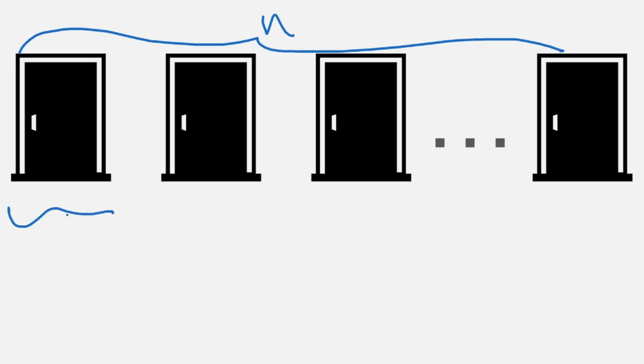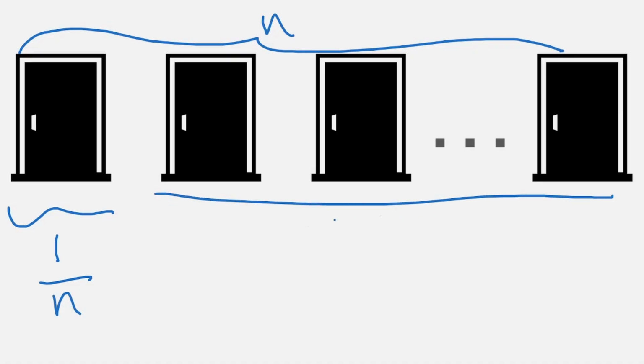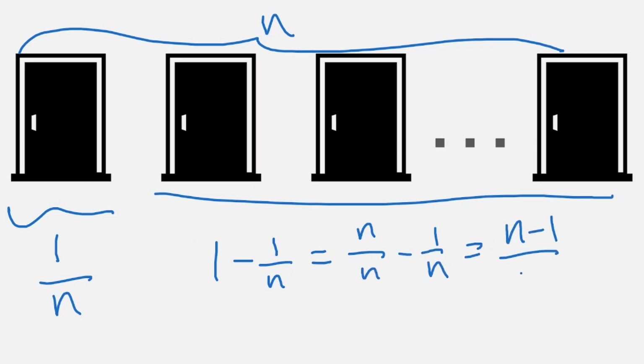So let's do the same thing as before. We'll consider that we pick this first door, and what's the chance that the car's there? It's 1 over n. So what's the chance that the car's over here? Well, it's 100% or 1 minus 1 over n, the chance that the car is under this one. So let's simplify 1 minus 1 over n a little bit. That's n over n minus 1 over n, which gives us n minus 1 over n.